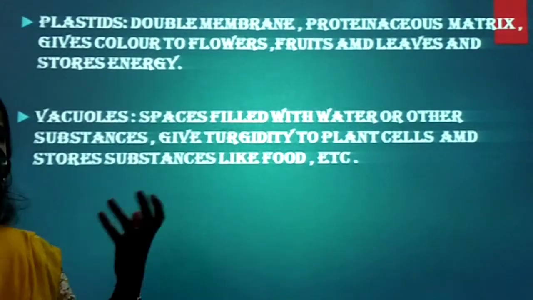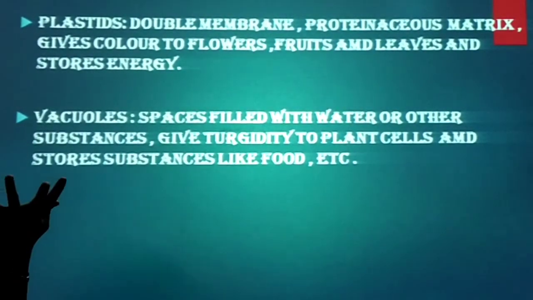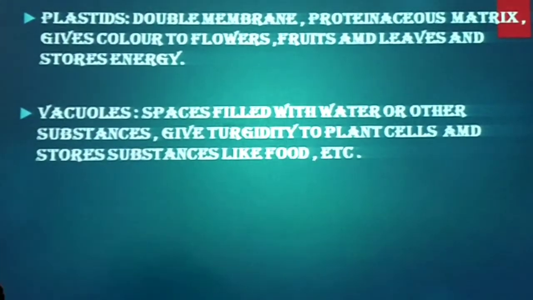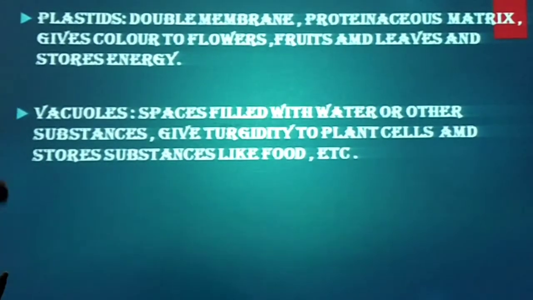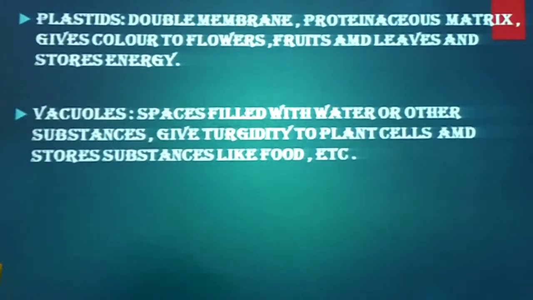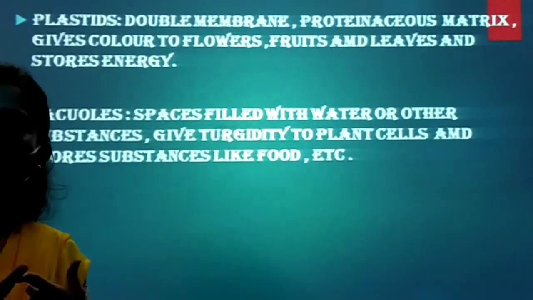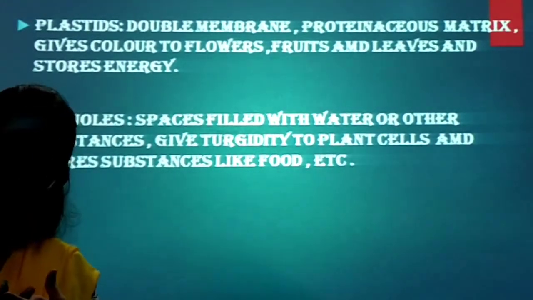As we see, flowers are of different colors, leaves are of different colors, fruits are of different colors in an individual tree or plant. Who has the role in that? These plastids. Again, I tell you, the plastids are of three types based on the color they impart: leucoplast, chromoplast, and chloroplast.